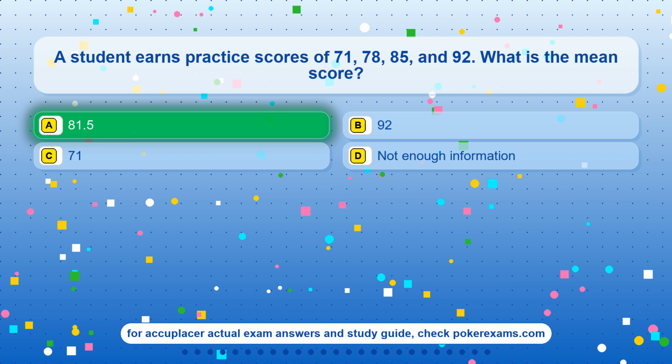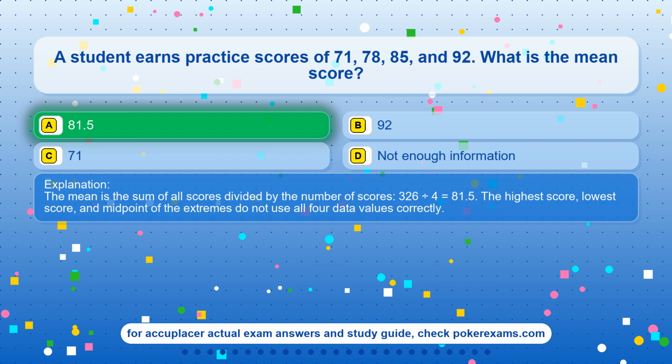The correct answer is option A, 81.5. The mean is the sum of all scores divided by the number of scores. 326 divided by 4 equals 81.5. The highest score, lowest score, and midpoint of the extremes do not use all four data values correctly.